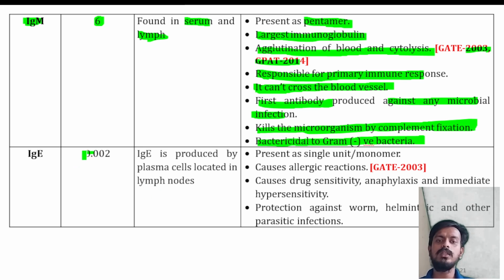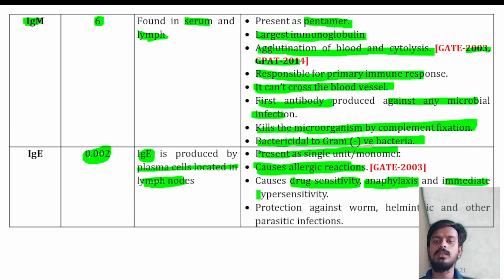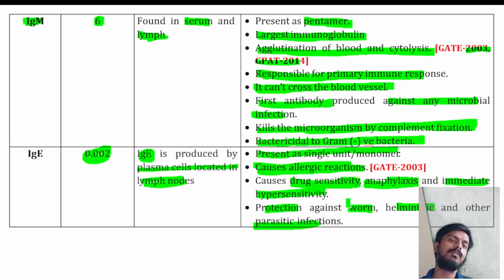Next is immunoglobulin E. The serum percentage is around 0.002. IgE is produced by plasma cells located in the lymph nodes. It is present as a single unit or monomer. IgE causes allergic reactions. It causes drug sensitivity, anaphylaxis, and immediate hypersensitivity. And it provides protection against worm, helminthic, and parasitic infections.